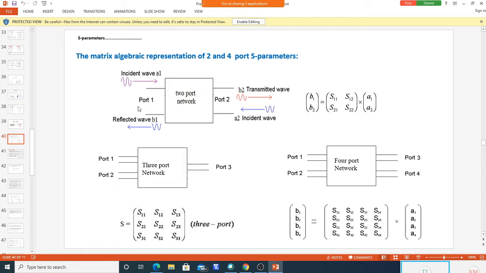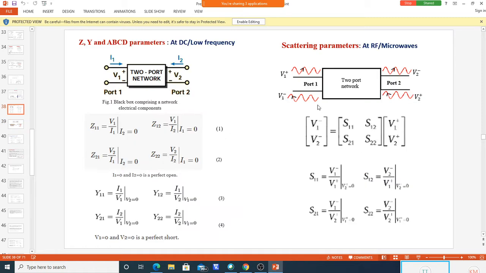Here is a two-port network, with two ports, port 1 and port 2. This is the incident wave, and the reflected wave is like this. As a wave is incident here, it has its own amplitude, frequency and phase. A part of that reflects back, because if there is a mismatch here, a part of the signal reflects back, which is called a reflected wave. As I told in the previous class, the reflected wave is represented by V minus.